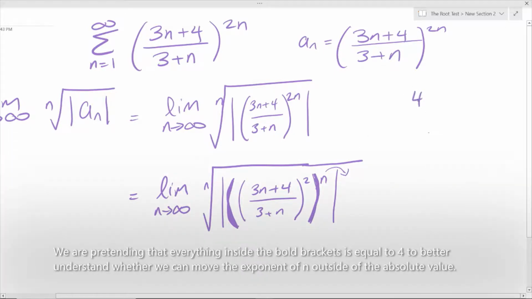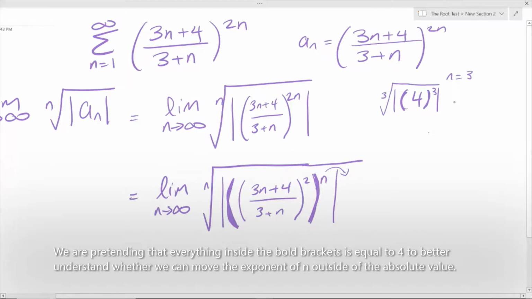Let's say it's 4, okay? That's being inside the brackets. And we have 4 to the exponent of n, so say that n is equal to, let's say, 3. So this here is surrounded by the bold brackets that I make here. So it's to the exponent of 3, and there's absolute value signs around it. And then it's the cube root, because pretend n is equal to 3.